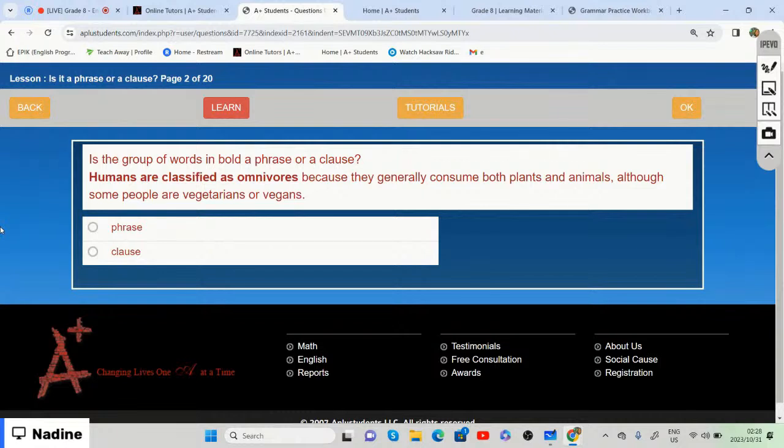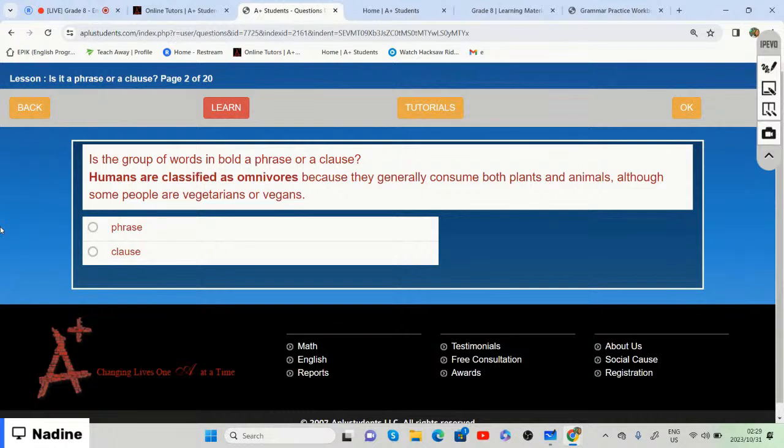So is a group of words in bold a phrase or a clause? Humans are classified as omnivores, right? Omnivores, it's where we eat meat as well as plants. And humans are classified as omnivores because they generally consume both plants and animals, although some people are vegetarians or vegans. So humans are classified as omnivores.